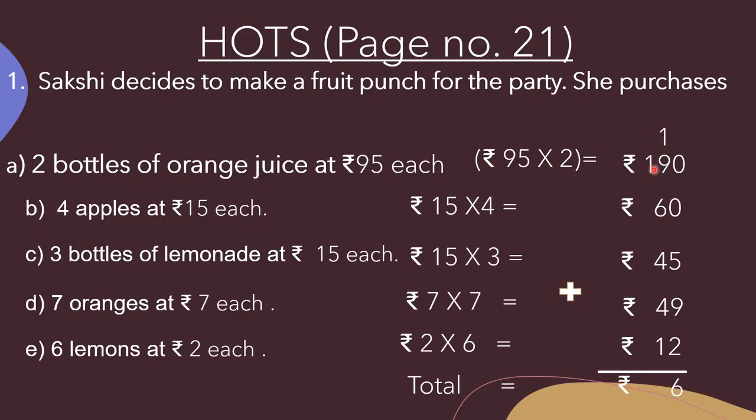Now 1 plus 9, 10. 10 plus 6, 16. 16 plus 4, 20. 20 plus 4, 24. 24 plus 1, 25. So here we will write 5 and 2 will be carryover. Now 2 plus 1, 3. So here we will write 3. So what is the total amount she spent to make fruit punch for the party? That is equal to ₹356.